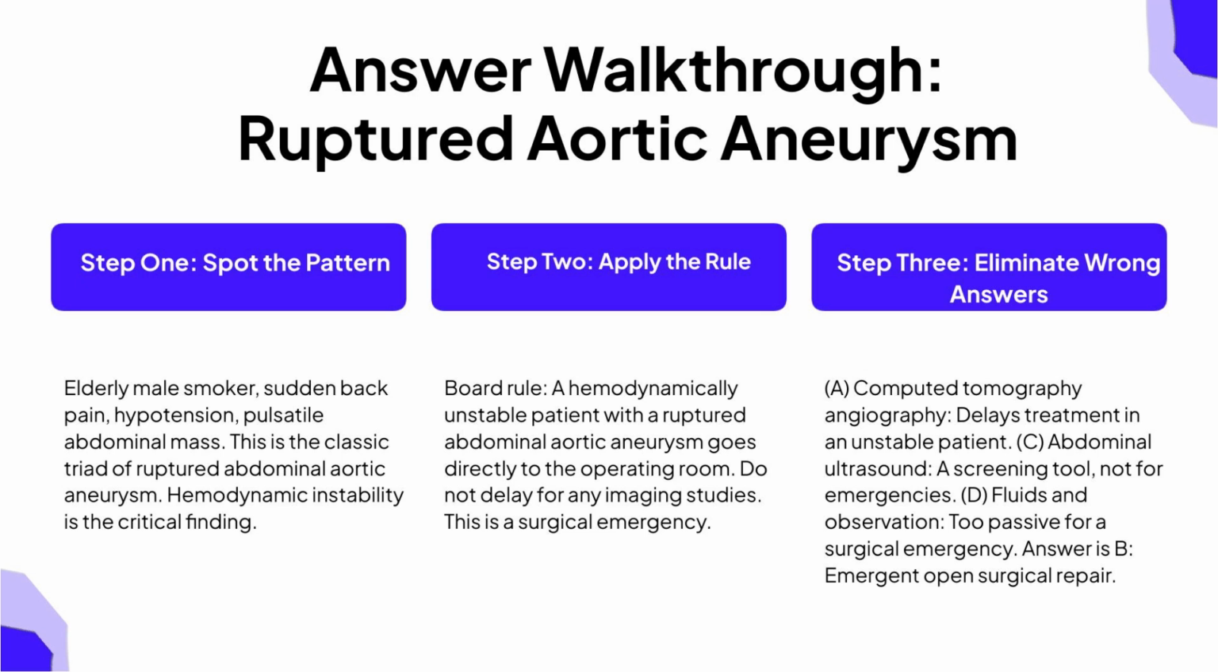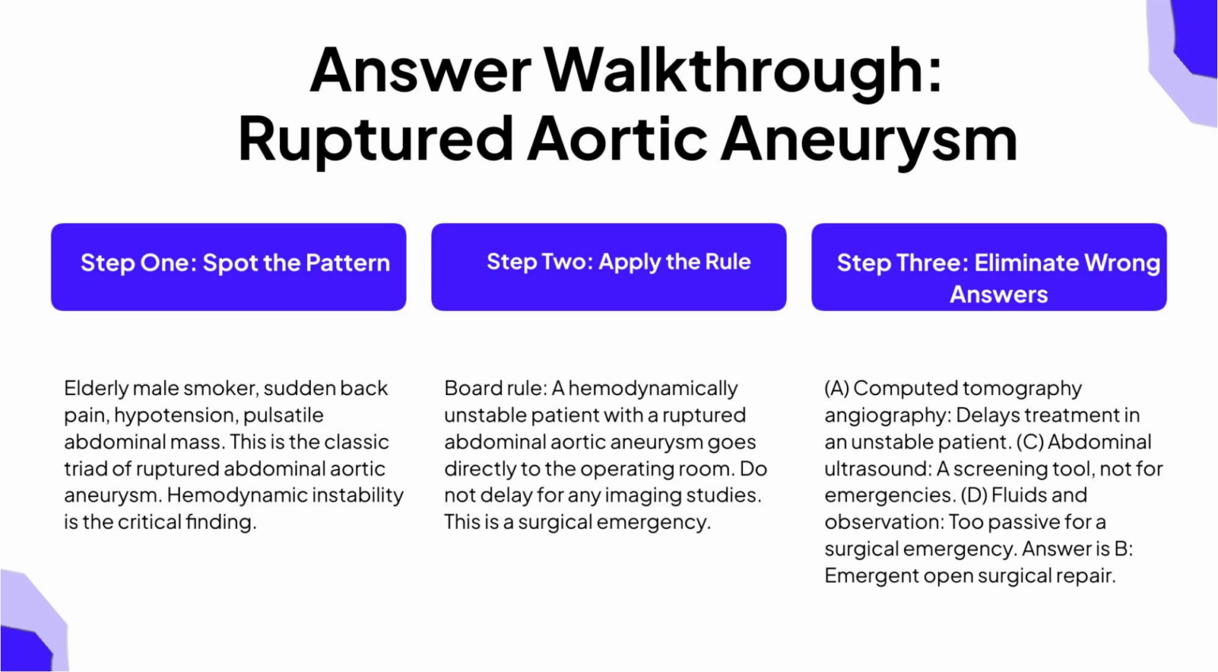Let us walk through this answer step by step. Step 1. Spot the pattern. We have an elderly male smoker with sudden back pain, hypotension, and a pulsatile abdominal mass. This is the classic triad of a ruptured abdominal aortic aneurysm, and you need to recognize it immediately. Step 2. Apply the rule. The board rule here is straightforward. A hemodynamically unstable patient with a suspected ruptured aneurysm goes directly to the operating room. You do not stop for imaging.